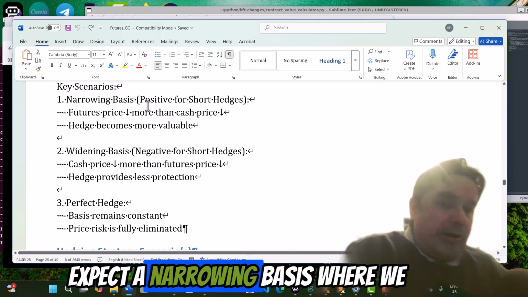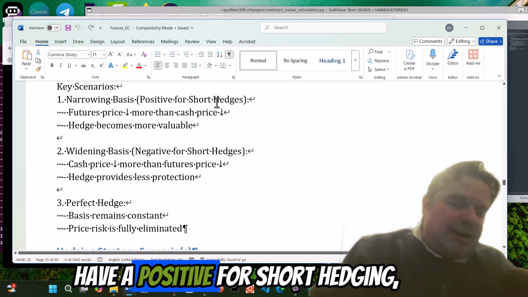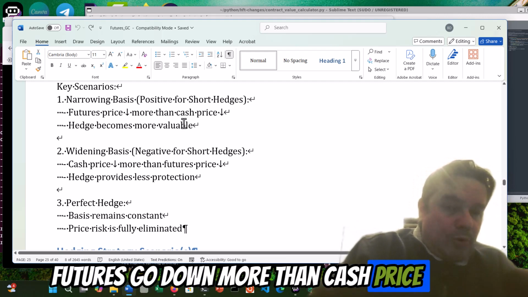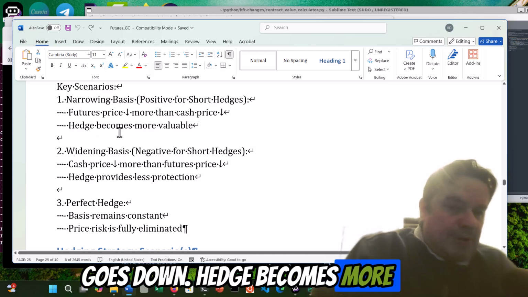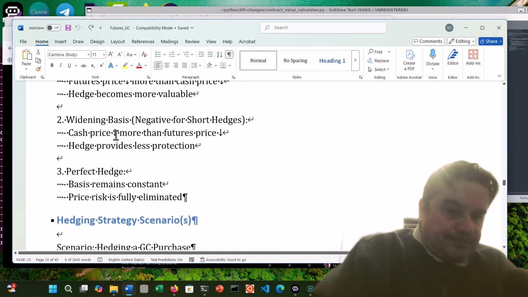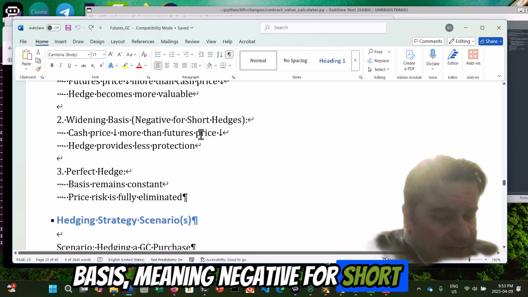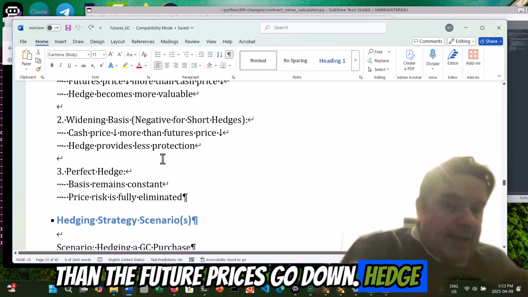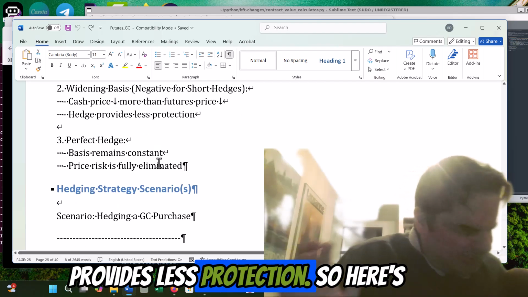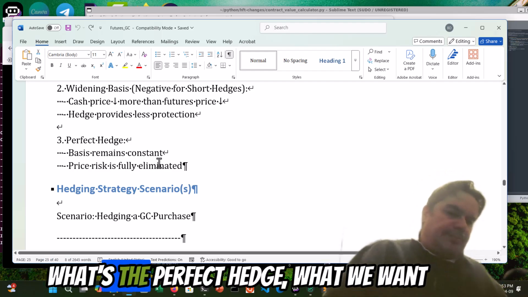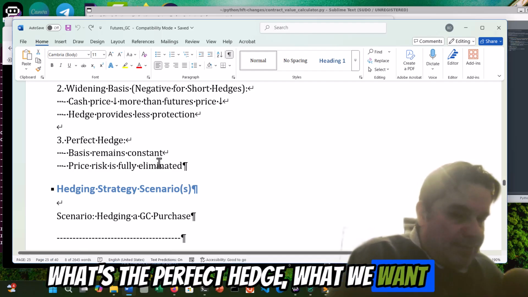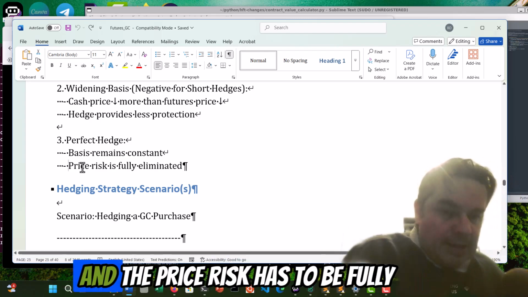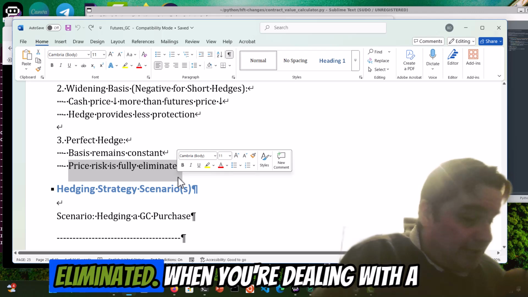So if we expect a narrowing basis, we have a positive for short hedging: futures go down more than the cash price goes down, so the hedge becomes more valuable. With a widening basis, it's negative for short hedges: the cash price goes down more than the futures prices go down, so the hedge provides less protection. So here's what we always want, the optimal. What's the perfect hedge? Well, we want the basis to remain constant. Good luck with current conditions right now. And the price risk has to be fully eliminated.